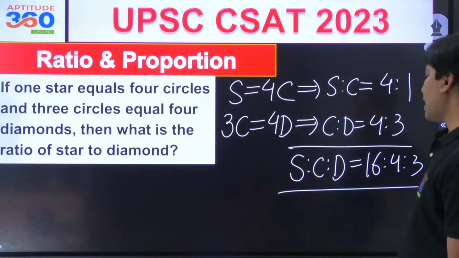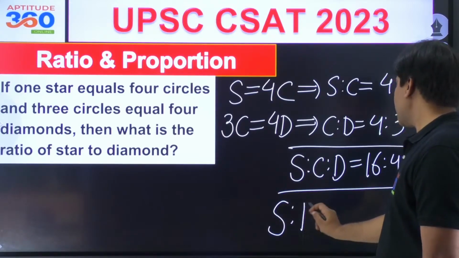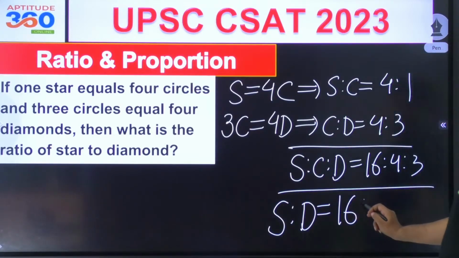What is the ratio of star to diamond? Star to diamond comes out as 16:3.